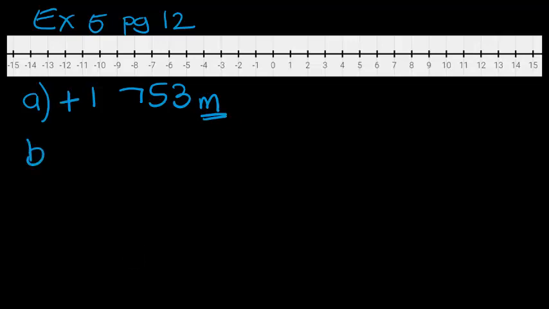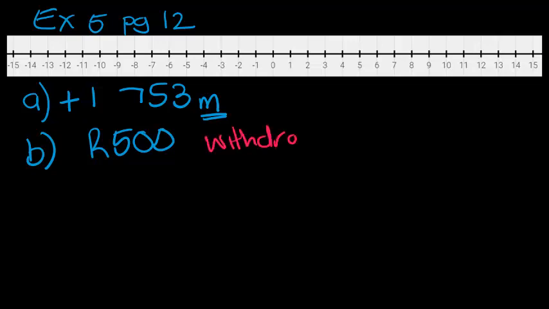Question B. On Bongi's bank account statement, it shows that 500 Rand was withdrawn. So the word withdrawn, it is 500 Rand. And we're looking at the word withdrawn. So this is one of our negative words. So this is minus 500 Rand.